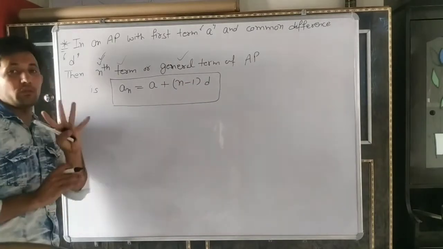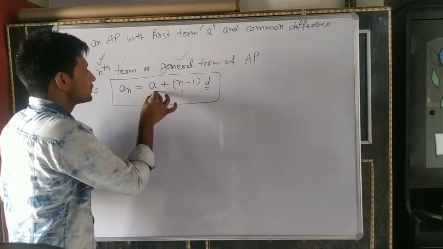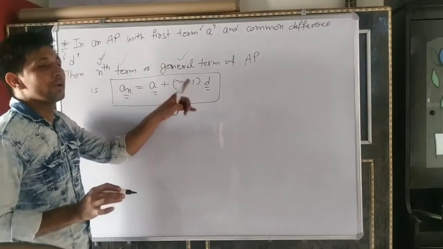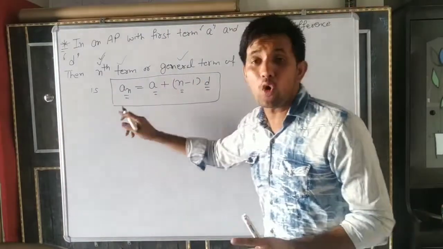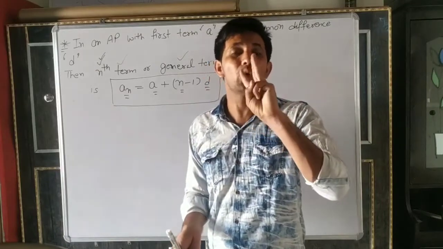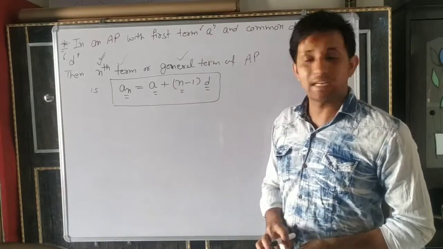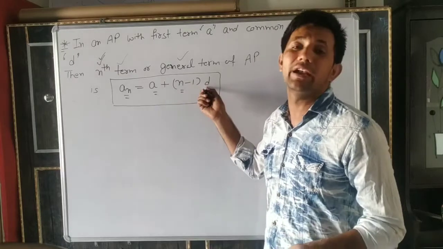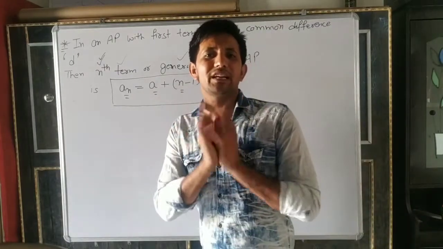So there are 4 variables given: an, A, n and D, 1, 2, 3 and 4. In every question dear, definitely out of the 4 variables the values of 3 are always given, and you have to find 1. Understand? Maybe an value given, A value given, n given, and he asks to find D. Maybe D given, n given, and A given, find n.